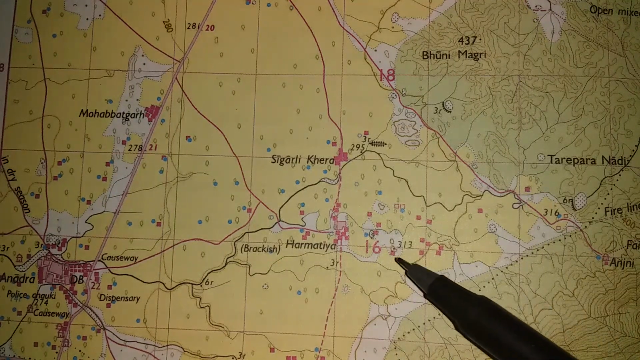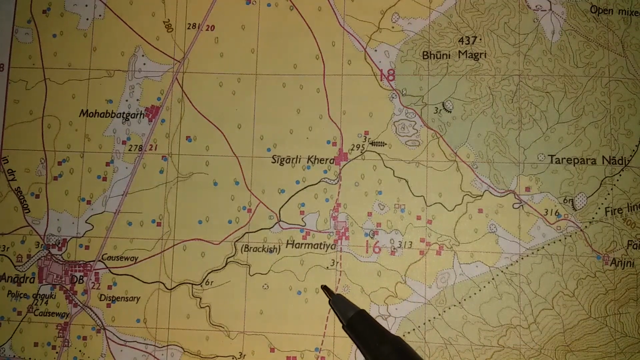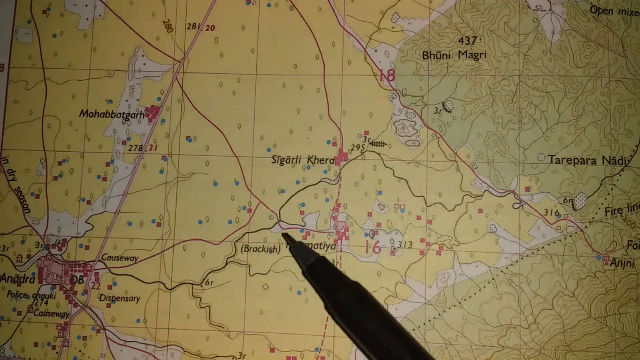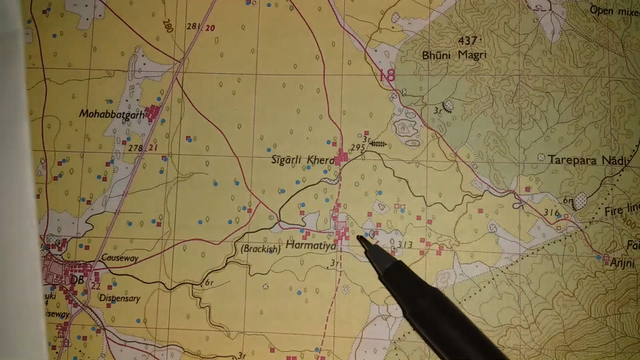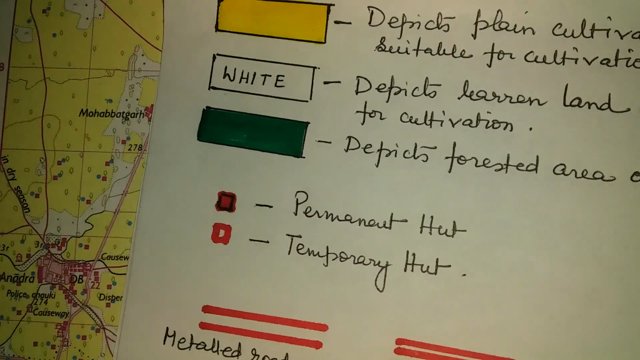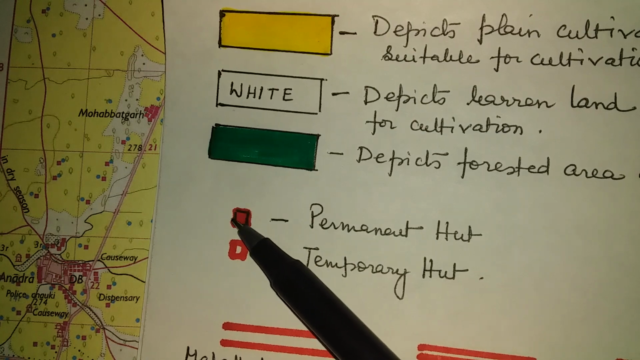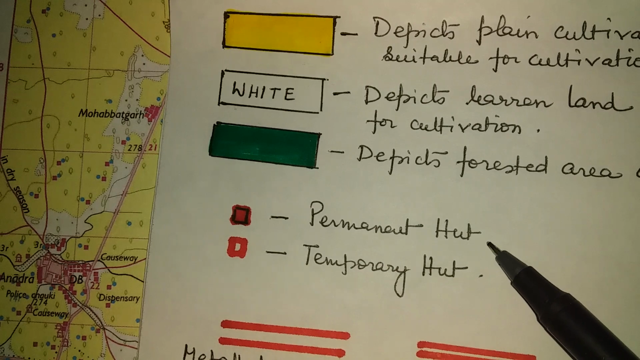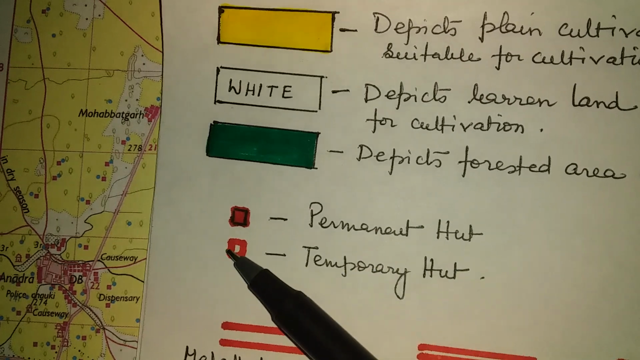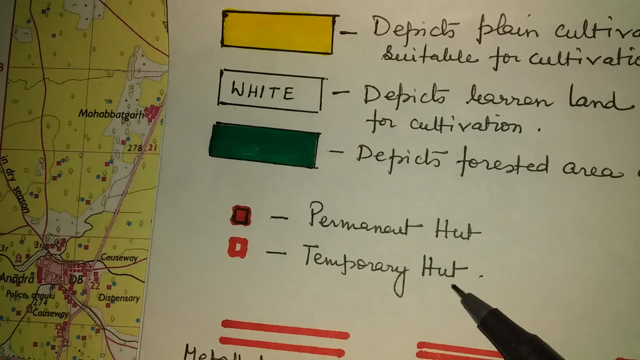Like you can see here, these are settlements: Anadra, Harmatia. These are settlements. They are represented by an agglomeration of solid red squares. So if you come across any solid red square, it refers to a permanent hut. And if you have a hollow red square, that refers to a temporary hut.